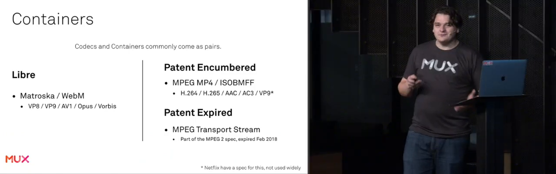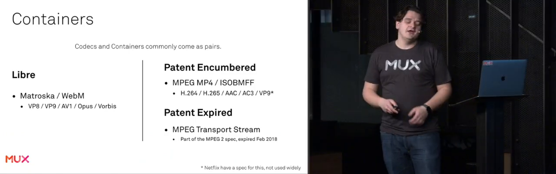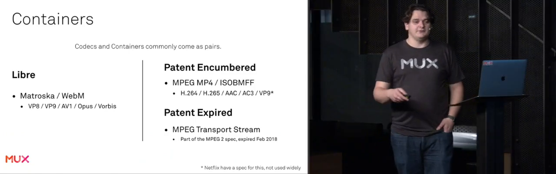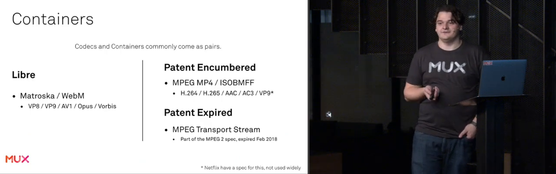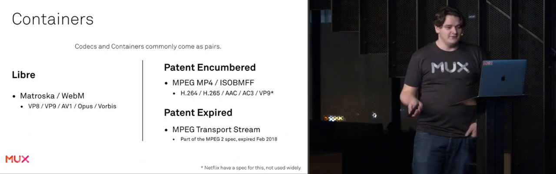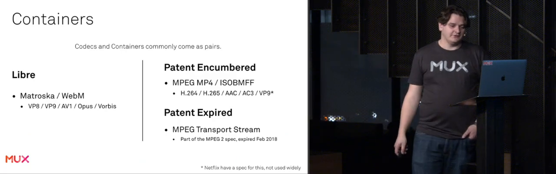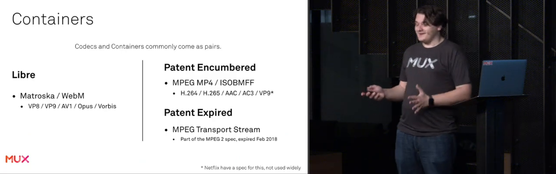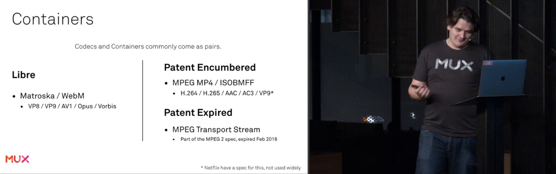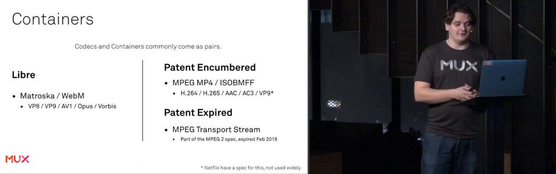Hopefully it's fairly obvious. Generally, codecs and containers come as pairs. So on the libre side, we'd have things like Matroska and WebM containing VP8, VP9, AV1, Opus, Vorbis, etc., that sort of thing. And I have corrected this slide since FOSDEM, when somebody pointed out very politely that I was wrong. I totally was wrong.